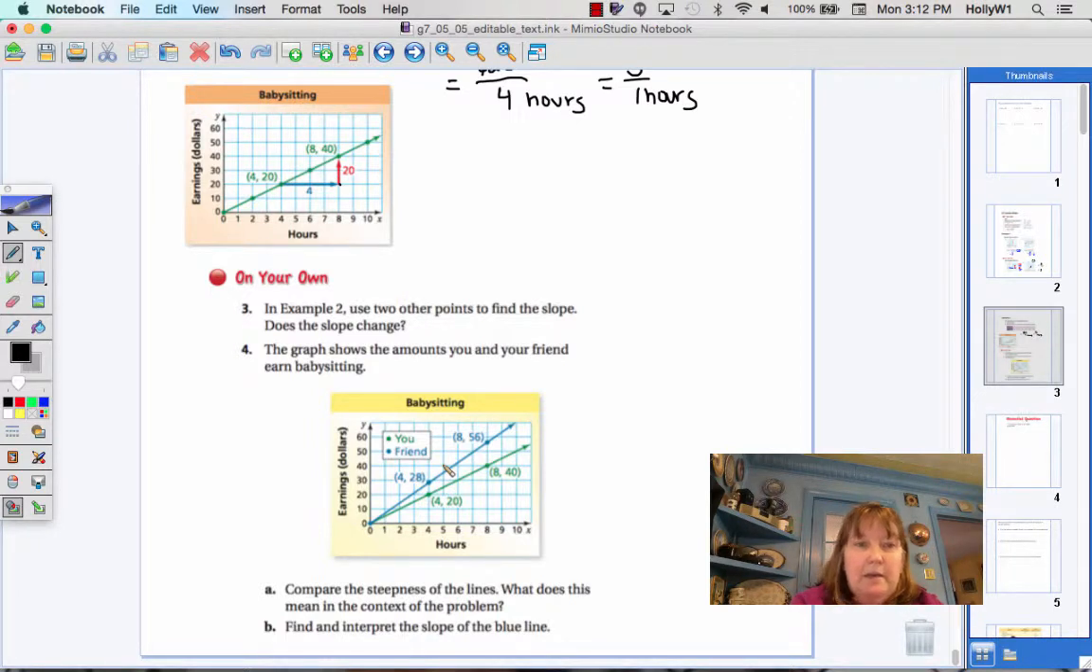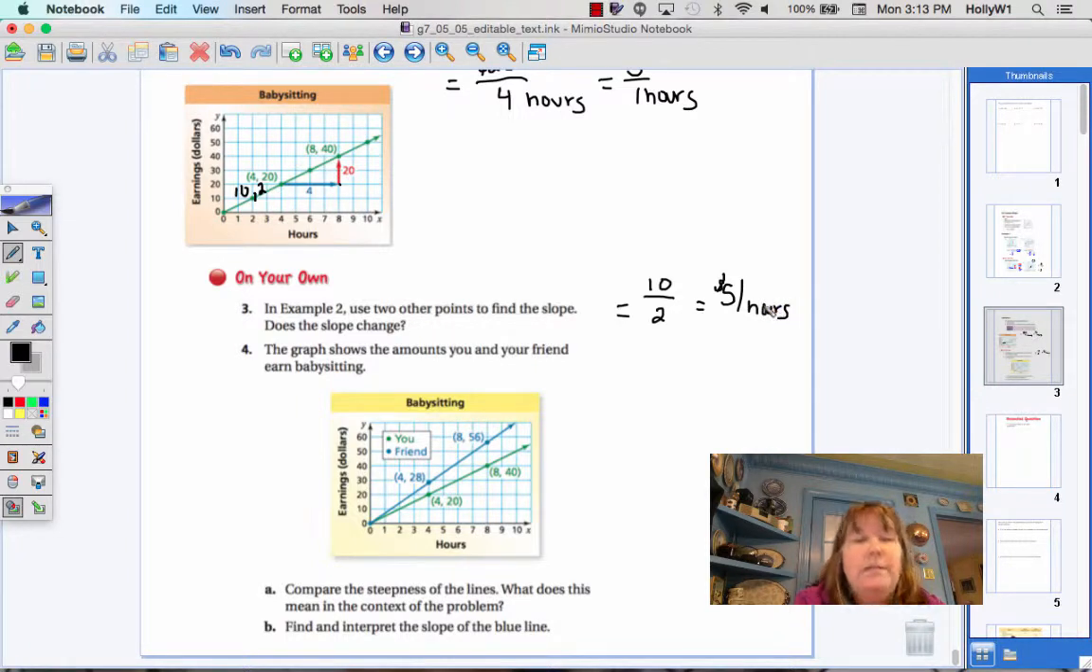Welcome back. So in example 2, it says to use 2 other points to find the slope. Does the slope change? It's an interesting question. Do you think it changes? Let's find out. We're going to use (0, 0) and (2, 10), because that's a nice one to look at. From 0, our rise goes from 0 to 10. That's 10, so that's our rise, or our change in y, over our run, which is our change in x, and that's 2. So that is also equal to $5 per hour.